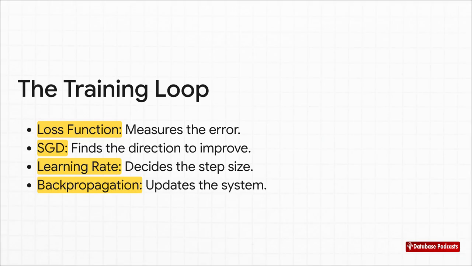So let's put it all together. When you zoom out, you see that training a neural network isn't some kind of magic. It's this really beautiful, logical loop. You've got the loss function to measure the mistake. You've got SGD to find the right direction to improve. The learning rate decides how big of a step to take. And then you have backpropagation acting as this hyper-efficient messenger, telling the entire system exactly how to update.